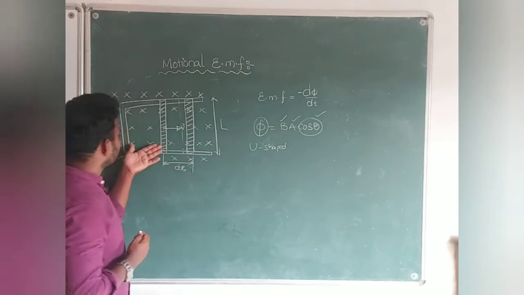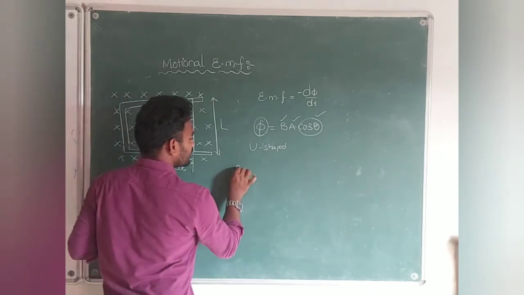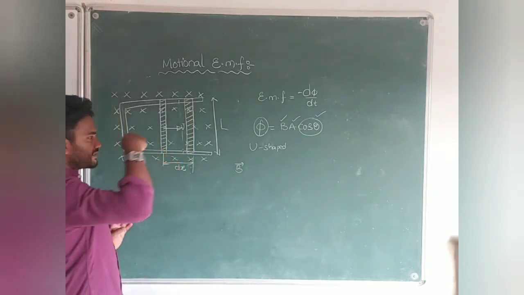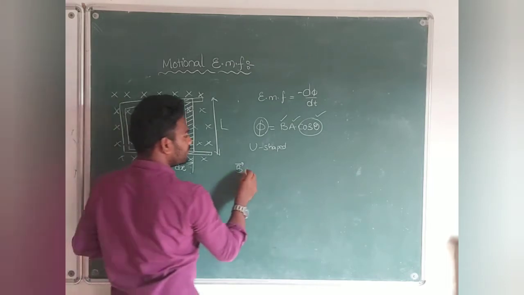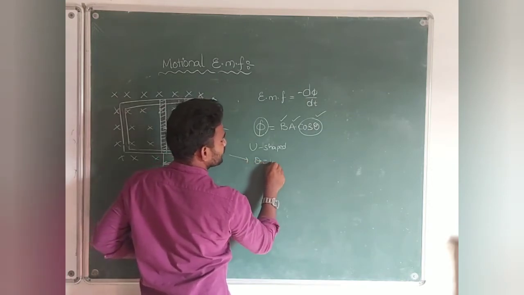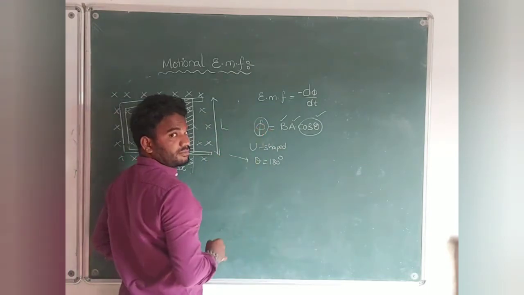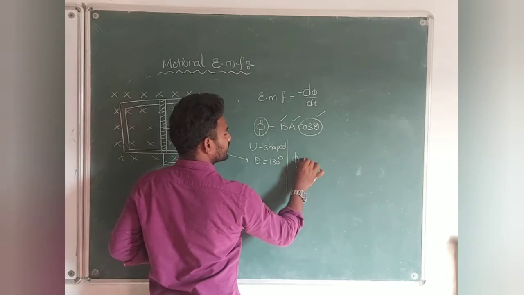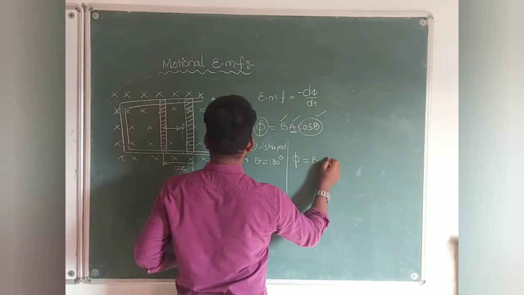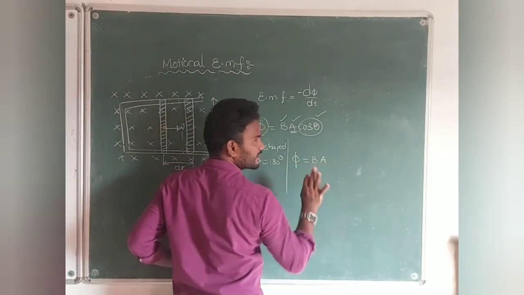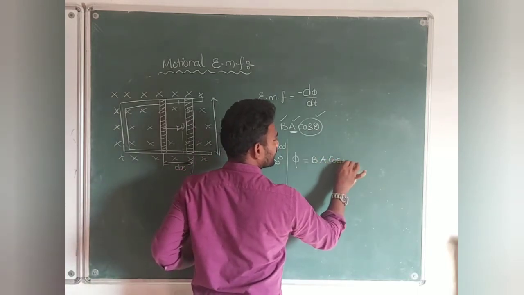What about theta? What is theta here, students? Theta is the angle between B bar and A bar. B bar is going inside the page. A bar means the area of the coil, which is towards you. So the angle between them in this diagram, theta, is 180 degrees, students. Now let me write the phi value. Phi is equal to B, which is constant, times the area, which is variable, let me write it as A only, times cos theta, which is cos 180.